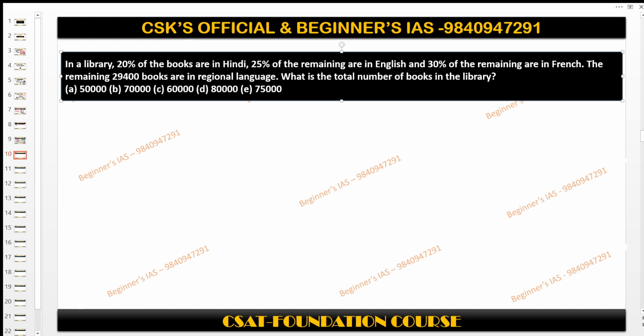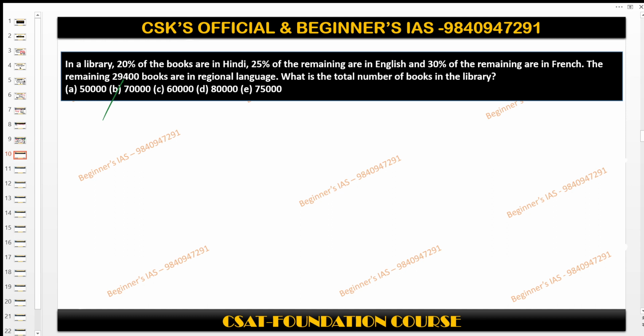Why can't you calculate the percentage? Option B, 70,000. B is correct. How many of you got B as the right answer? B is the correct answer.